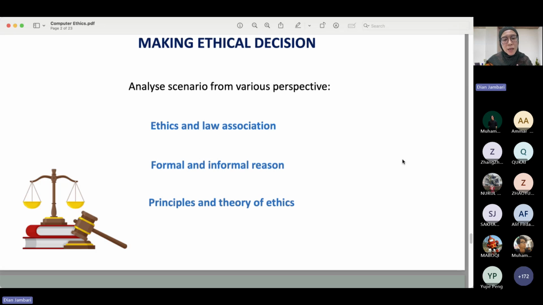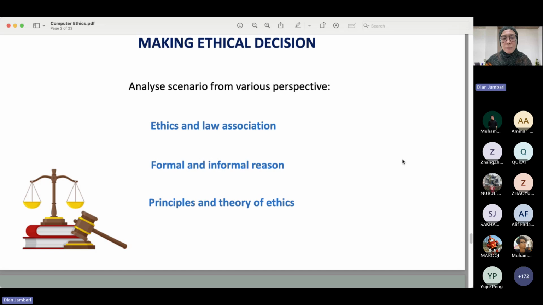Another perspective is looking at the formal and informal reasons. These are not three perspectives where we can choose either one. No, we have to consider all of them so that when we make the ethical decision, it is a comprehensive and holistic ethical decision. So first we look at the ethics and law, and then we also include the formal and informal reasons. Now, what are formal and informal reasons?